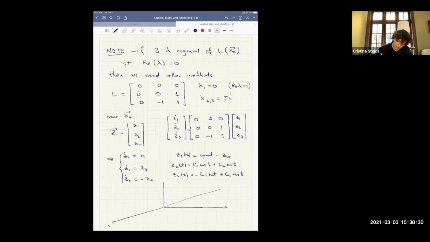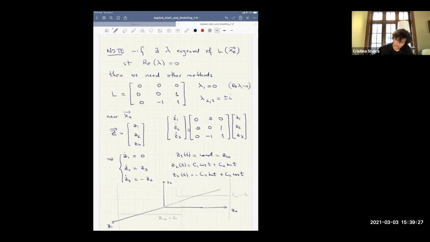So we have Z1, Z2, and Z3. Z1 is constant, so whatever it is at the initial time, it will stay there. Let's say for a value Z1(0) to be 2, and then we would have one for Z1(0) to be minus 2, and so forth. But the point is that the motion will stay in that vertical plane, Z equals Z10. So for the 2, it stays in the block of 2.